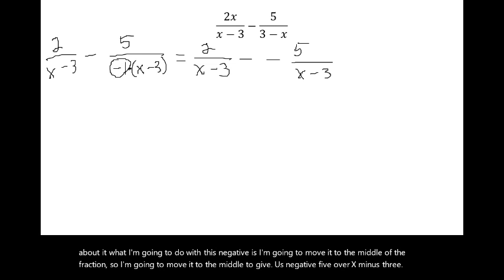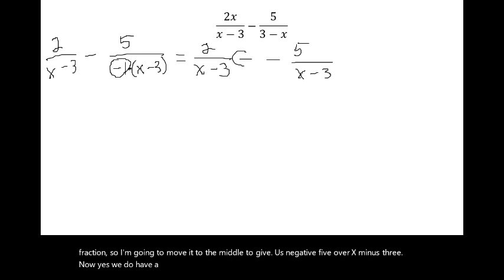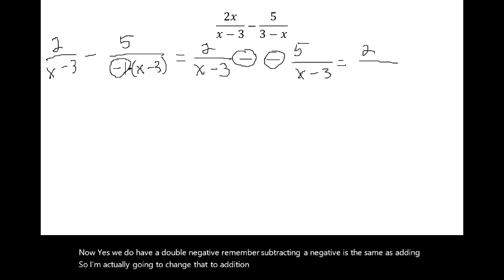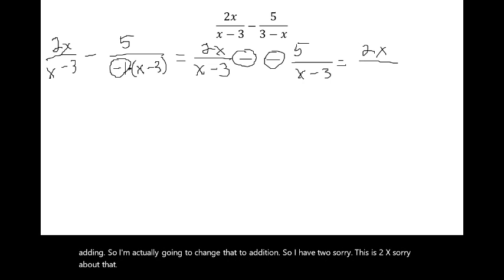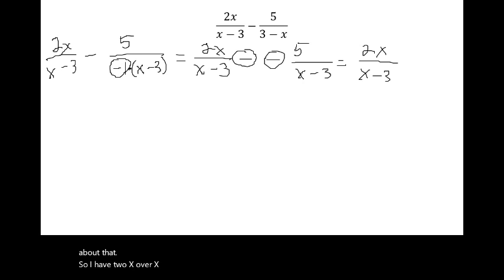Now, yes, we do have a double negative. Remember, subtracting a negative is the same as adding. So I'm actually going to change that to addition. So I have this is 2x, sorry about that. So I have 2x over x minus 3. That minus turned into plus 5 over x minus 3.